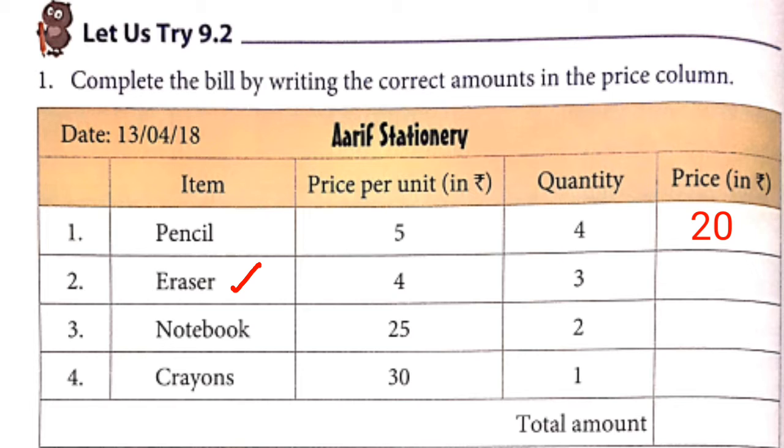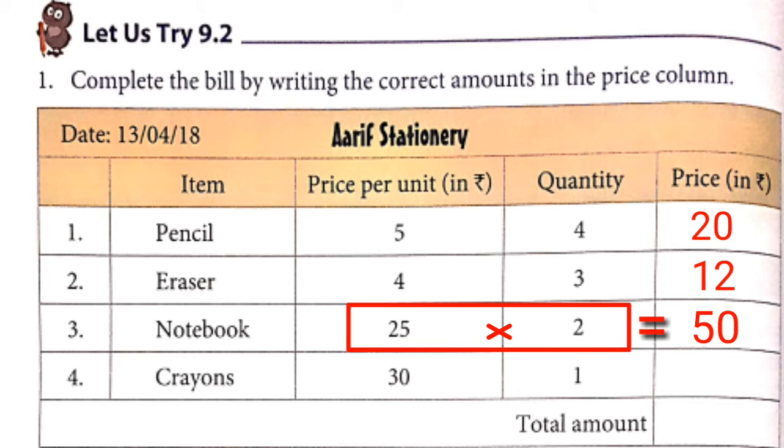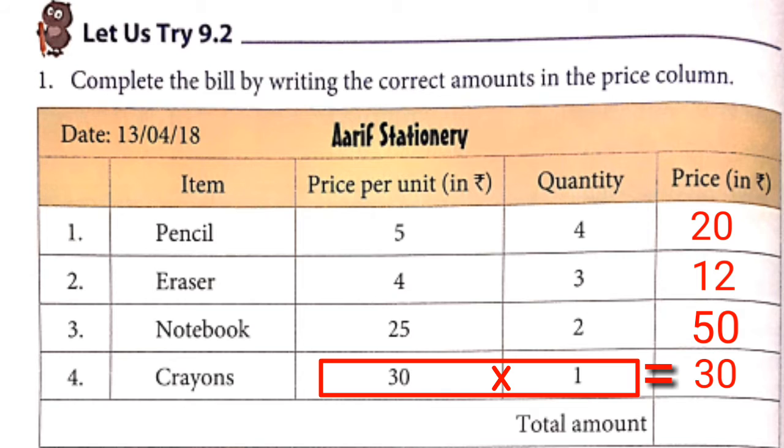So see the second one, eraser. How many erasers are there? 3 erasers. One eraser rate is 4. So how will you find that? 4 into 3. So 4 3s are 12. So 12 rupees for the eraser. And for the notebook, 25 rupees for one notebook and quantity is 2. So totally 2 notebooks. So 25 2s are 50. Price is 50. And for crayons, one crayons is 30 rupees and quantity is 1. So 30 ones are 30.